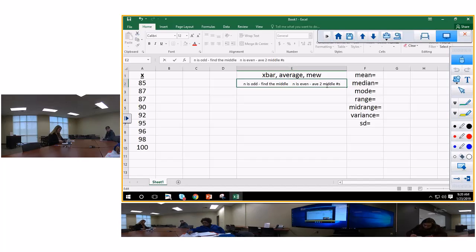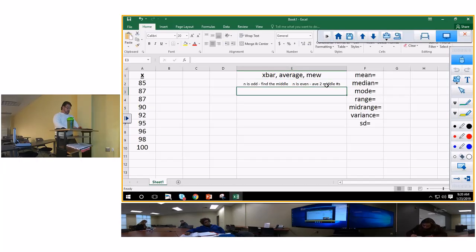Mode. Somebody tell me what the mode means. The one that shows up the most. Mode and most.